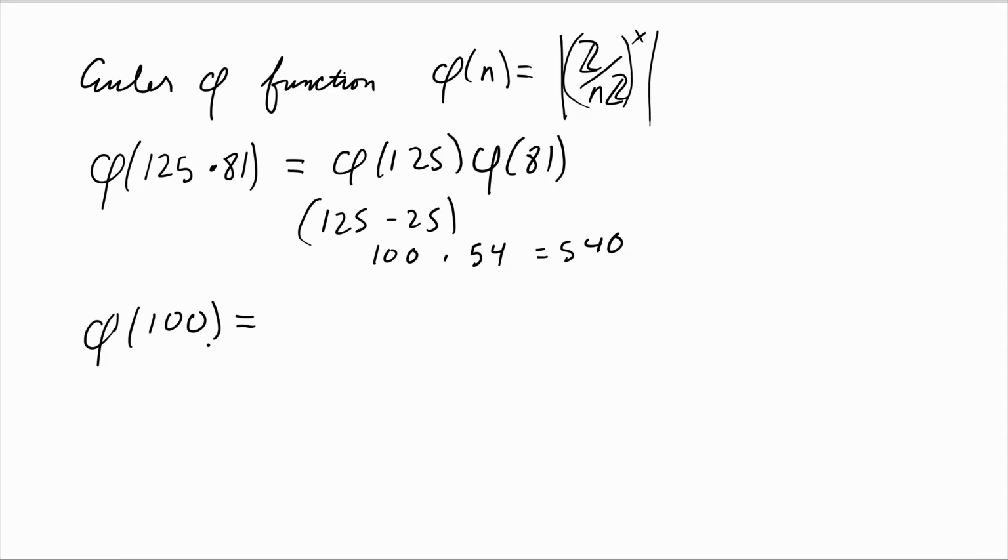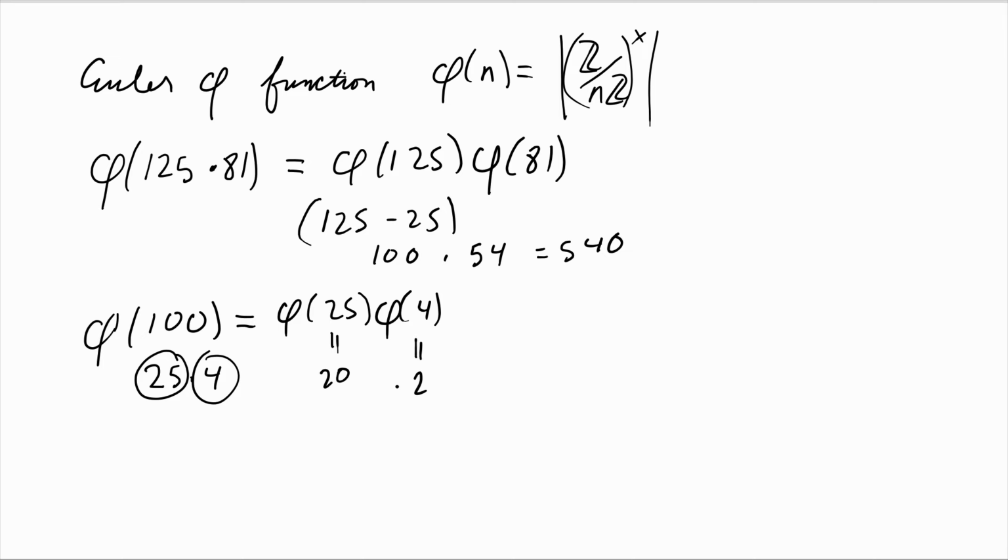All right, now what about phi of 100? Now 100 is equal to 25 times 4. Okay, these don't share any common factors, and they're both prime powers. That's great. So we have phi of 25 times phi of 4. Phi of 25 is equal to 20, taking out 1/5 of the numbers, and for 4 take out half the numbers, so you get 2. And so you have 20 times 2, which is 40.